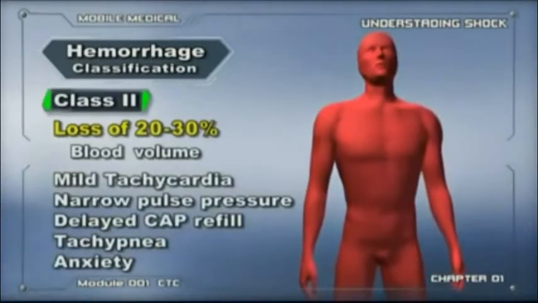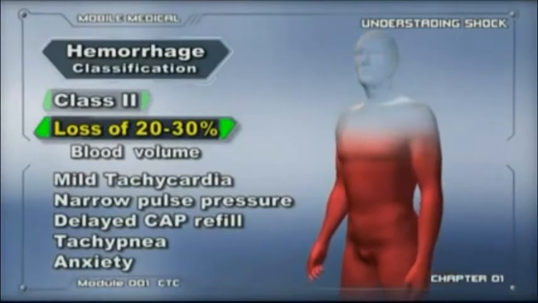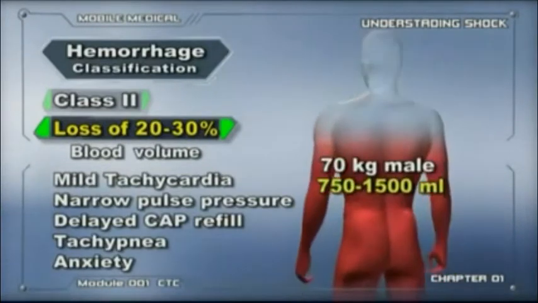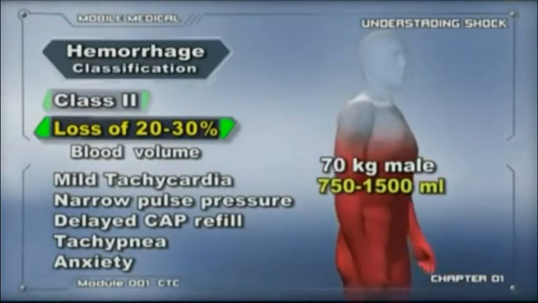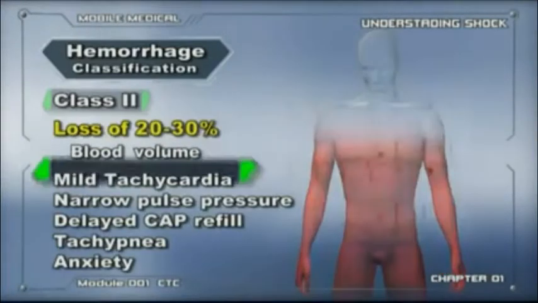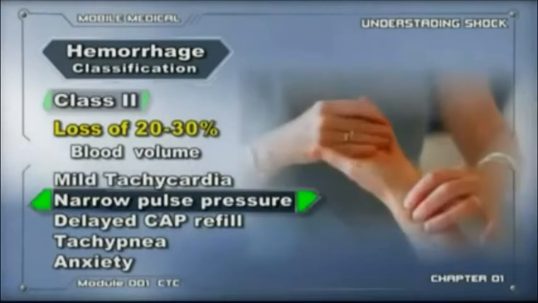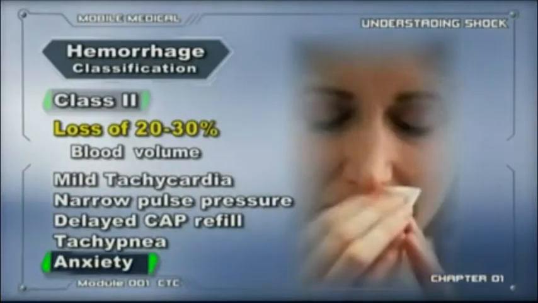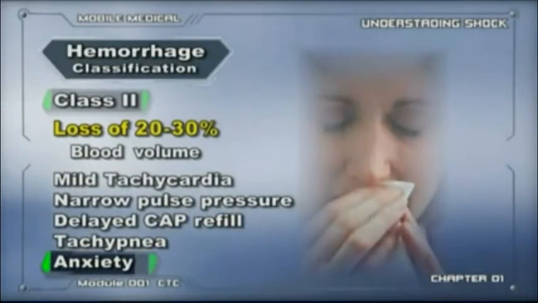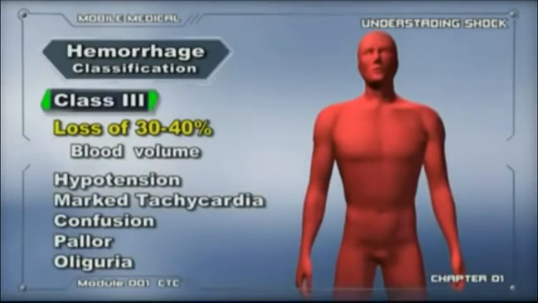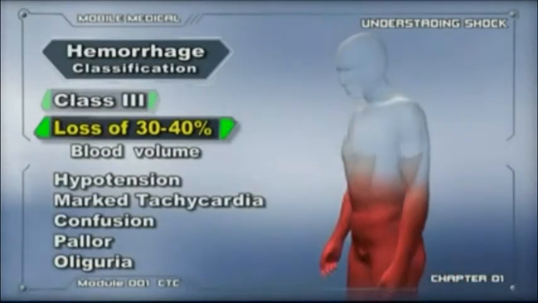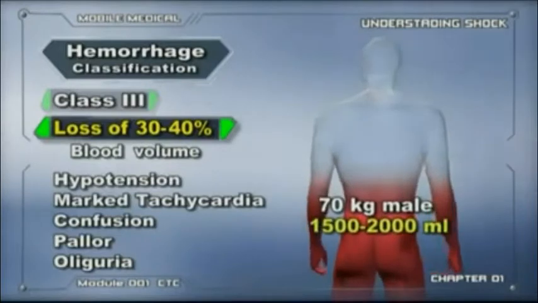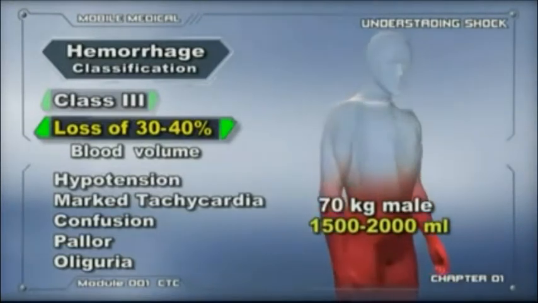Class 2 hemorrhage is a loss of 20 to 30% of blood volume, 750 to 1500 milliliters in the 70-kilogram male. These patients will have mild tachycardia and narrow pulse pressure, delayed capillary refill, tachypnea, and at times mild to moderate anxiety. Class 3 hemorrhage is a loss of 30 to 40% of blood volume. In the 70-kilogram man, 1500 to 2000 milliliters.